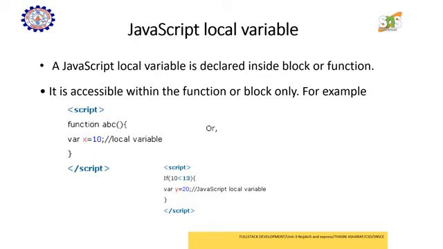Or we can declare a variable inside a looping condition also. So variables can be declared anywhere. If for a condition we have 10 less than 13, we are declaring the variable y equal to 20. So here y equal to 20 is our local variable.